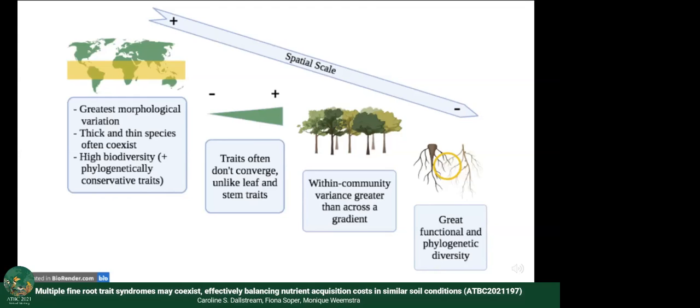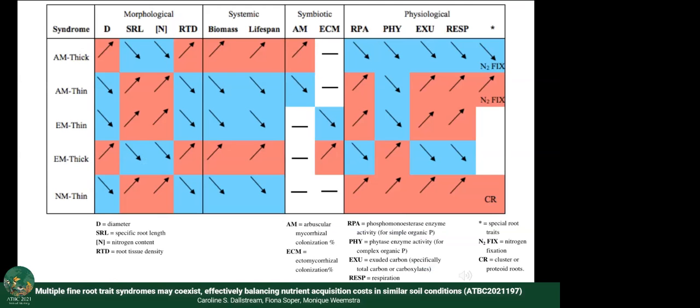At the smallest spatial scale, areas of heterospecific root overlap expressed greater phylogenetic and functional variation than expected by chance. Thus, based on evidence across spatial scales and tropical systems, we propose that multiple fine root trait syndromes may coexist. Furthermore, we propose this trait functional diversity could have implications for soil phosphorus partitioning.